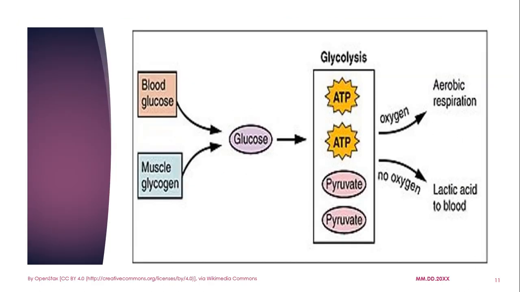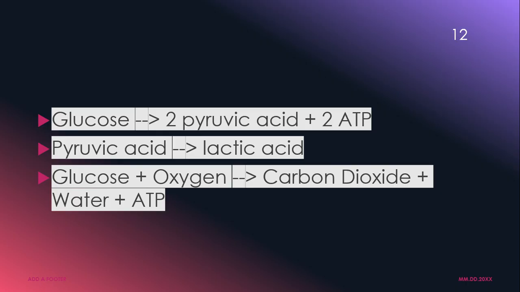And this is basically what it looks like. Again, you've got blood glucose and muscle glycogen combining, the glycolysis reaction that occurs and creates ATP and pyruvate. And if you have oxygen, then you've got aerobic respiration. If you do not, then of course you've got lactic acid buildup that occurs in the blood. And this is just the chemical equation associated with it.